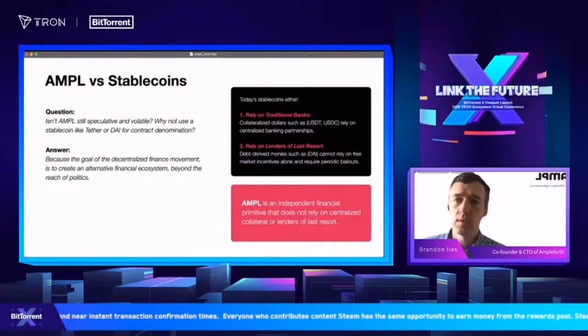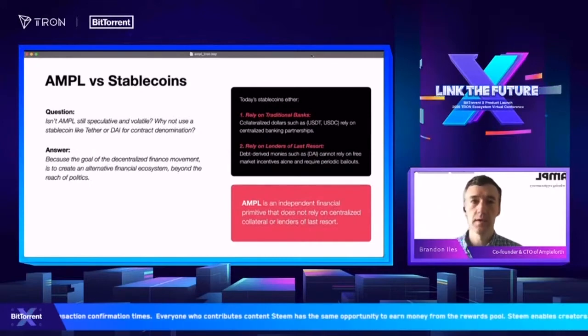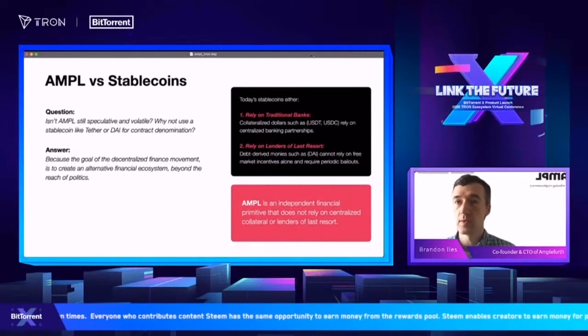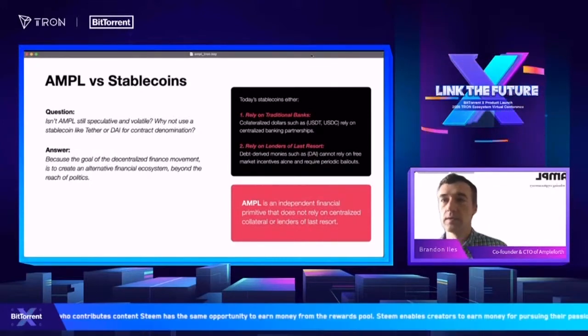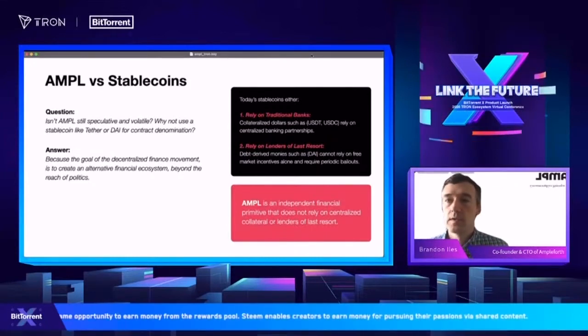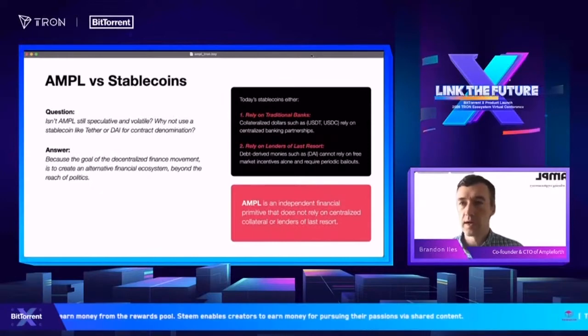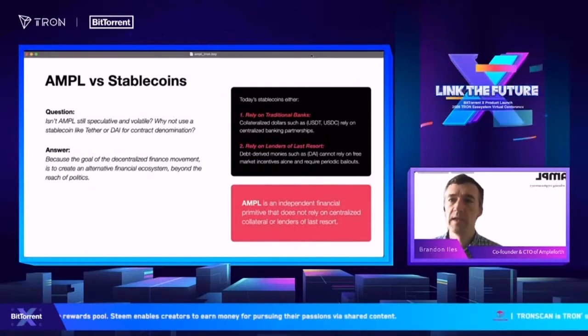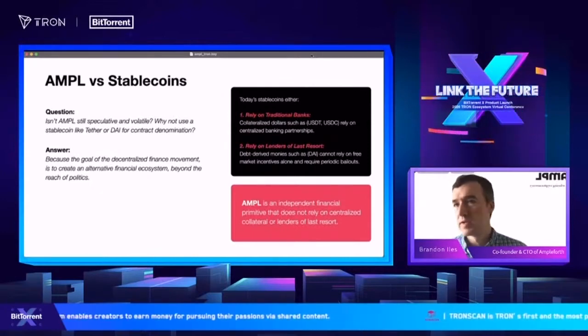Now, some people then go on and ask, well, what's the difference between Ample and stablecoins? Because stablecoins also have a unit of account, which is a very useful property. And so there are two kinds of stablecoins, and they each have their downfalls and risks.